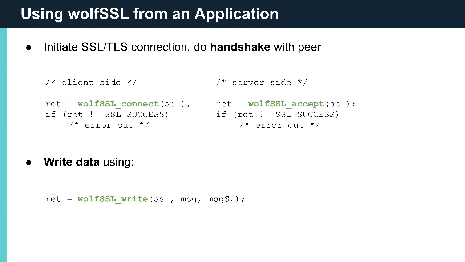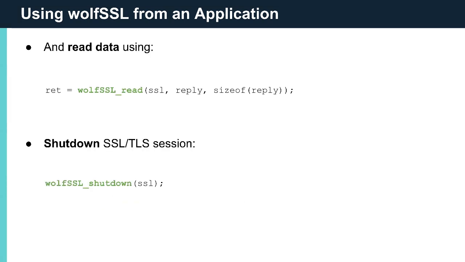At this point, you're ready to write data or read data. You can write data using wolfSSL_write. That just takes a buffer and a buffer size. You can read data using wolfSSL_read, again giving it a buffer to read data into and the size of that buffer. And then when you're all finished, you can shut down the TLS session with wolfSSL_shutdown. This handles the TLS shutdown routine where it sends a close notify alert to the peer. And then optionally, you can call wolfSSL_shutdown again to wait for and receive the peer's close notify alert.